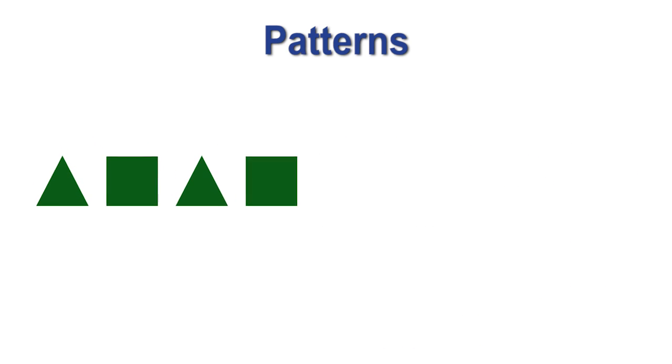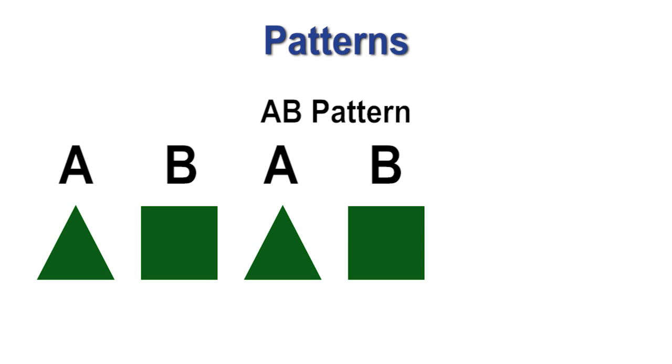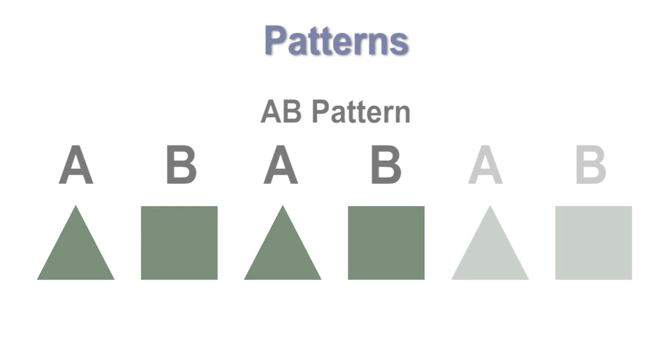For example, triangle, square: the terms would be each individual shape used in the pattern. This is called an A-B pattern. One shape is used for each letter in the pattern. Given the rule or pattern of AB, students should be able to create a pattern using that same rule.